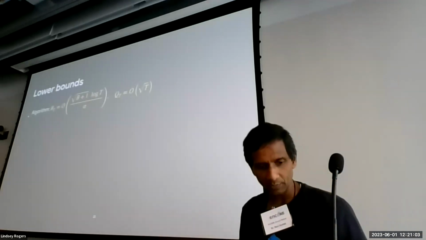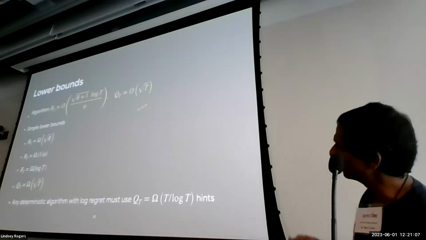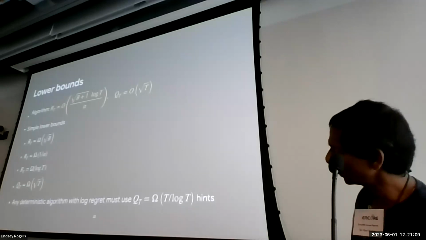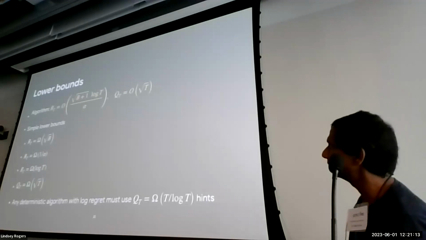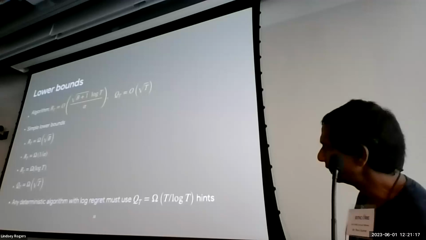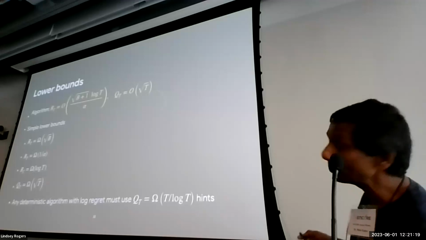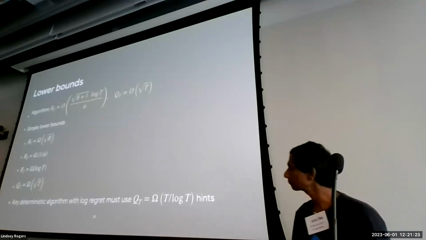So somebody asked for lower bounds. Pretty much every term in this is tight. Remember, this is the bound that we have. You can get a square root B bound, you can get a 1 over alpha bound, you can get a log T bound, not in the product form, but we believe that's probably tight. And you can get a query bound. Now you can't do better than square root T in terms of the query complexity.